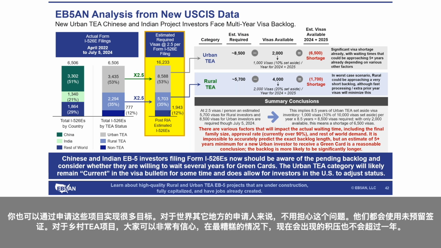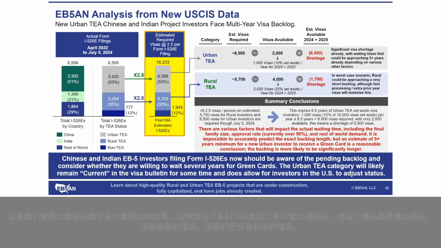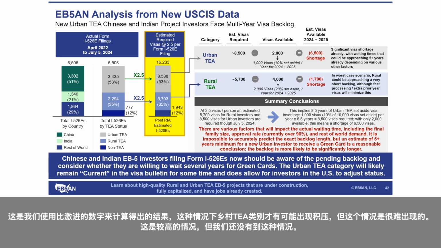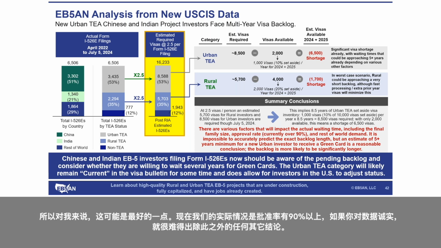Rest of world, doesn't matter. You're going to be taking the unreserved visas. And in the rural TEA, you can be highly confident that in the worst possible scenario, it's less than a year of backlog now. And that's with us using pretty aggressive numbers to try and get to, can you make an argument for there being a backlog in the rural TEA category? And it's very hard to come to that conclusion. At the top end, you're not even really there. So that to me is probably the best thing.